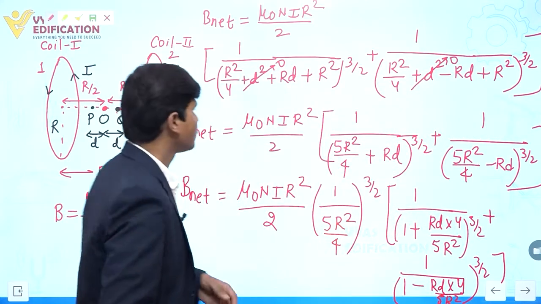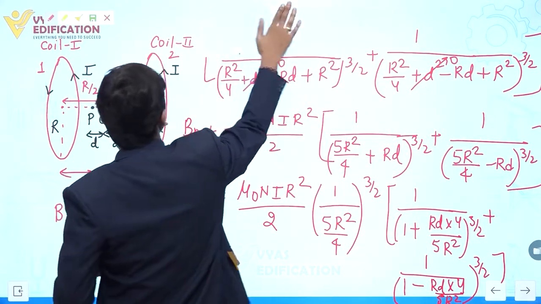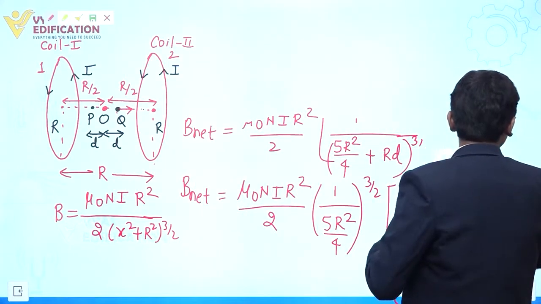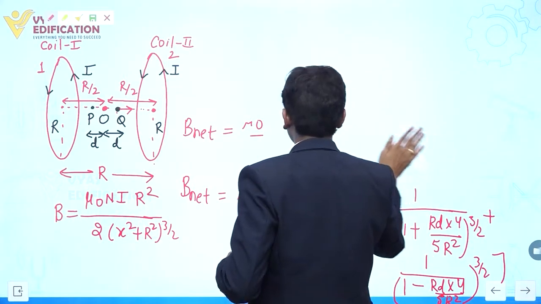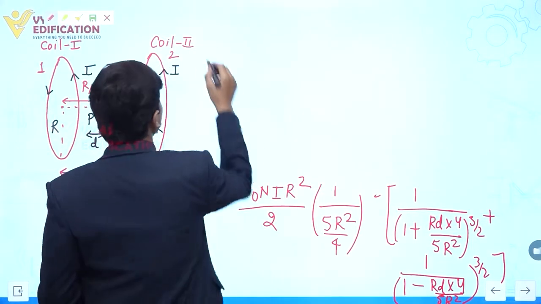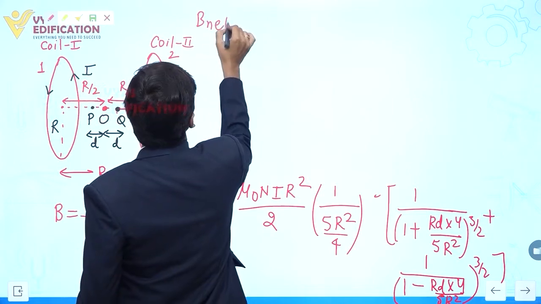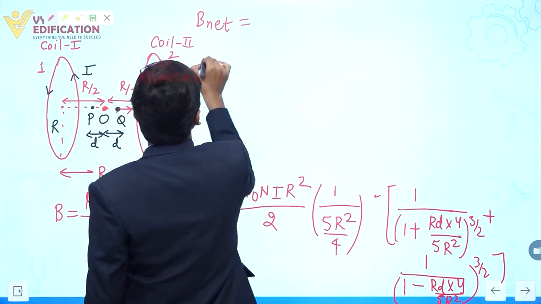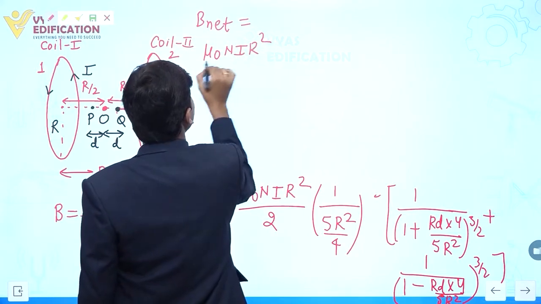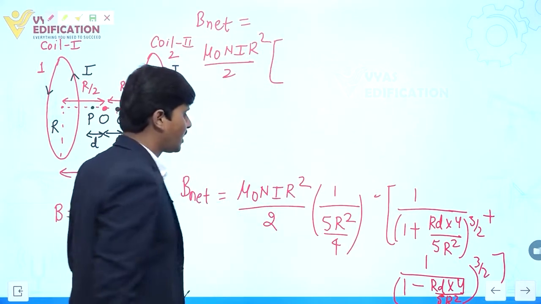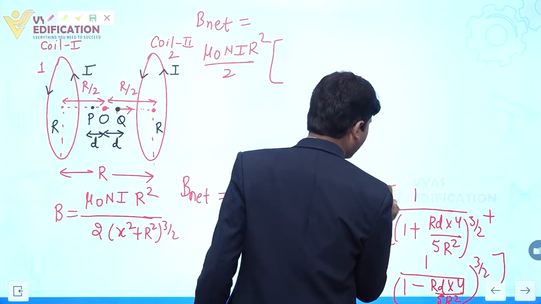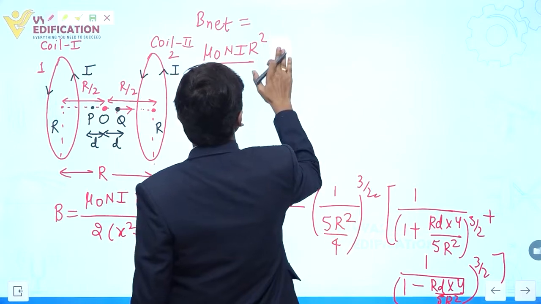Clear everyone? So now concentrate. Yes, definitely a lengthy question we have, but if you know the concept and your calculation skill is fast, you can easily solve this question. Clear? So now I am writing B net. B net I can say is equal to mu naught Ni r square divided by 2. Now I also write here 5r square by 4 with power 3 by 2 also.